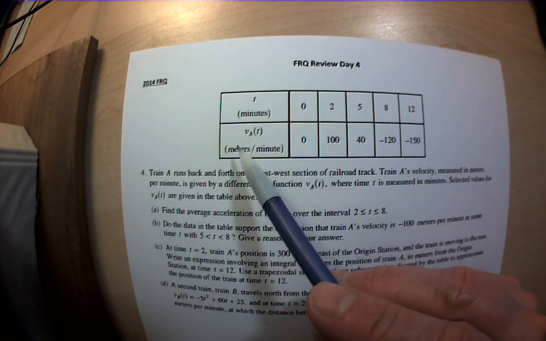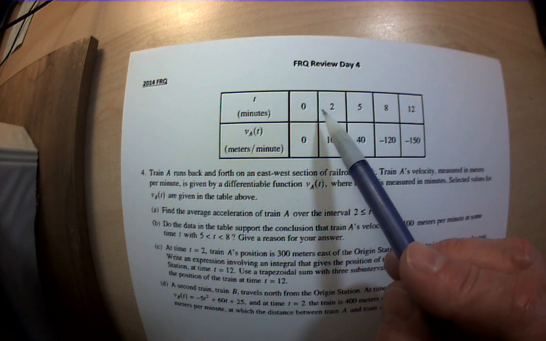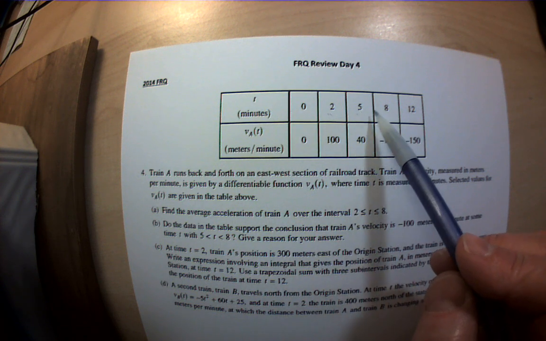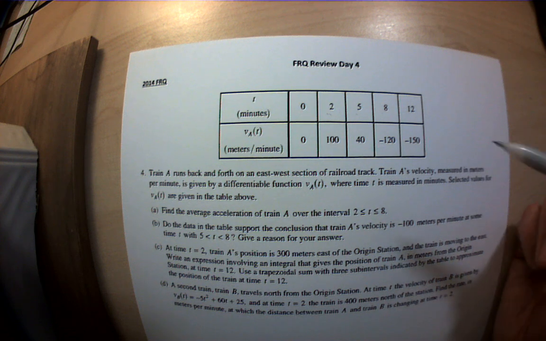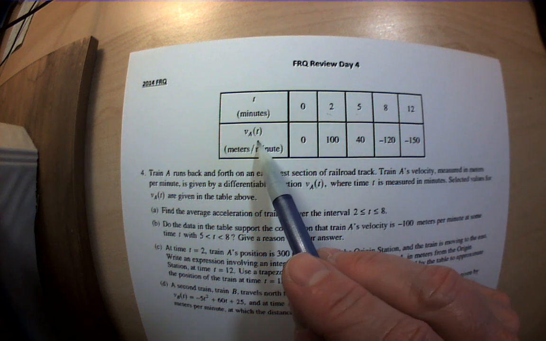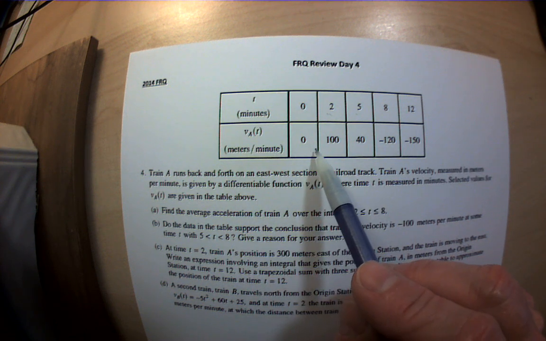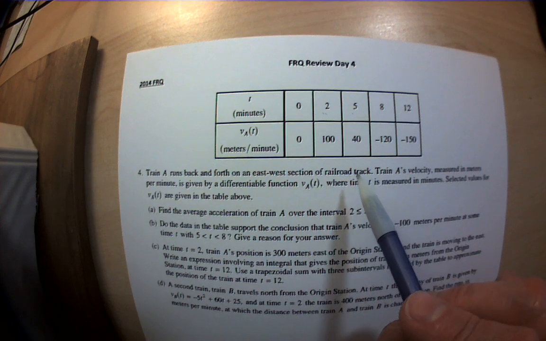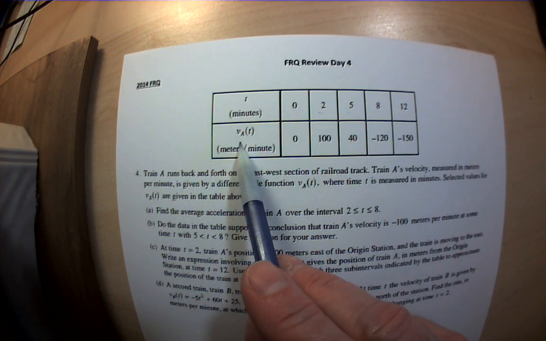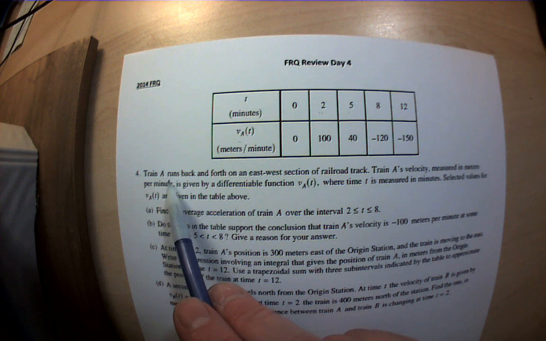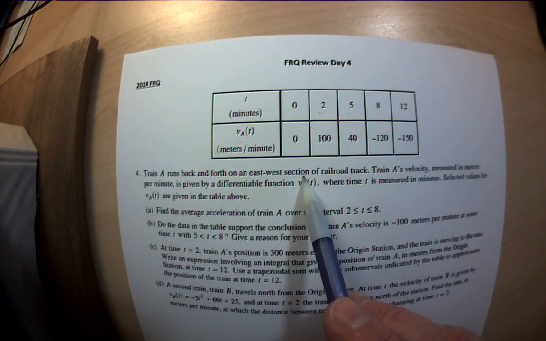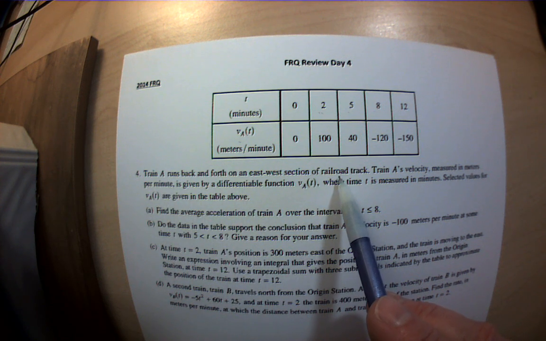So I see a table here. Time in minutes. There's 2 minutes there, 3 there, 3 there, 4 there. So it's irregular intervals. VA of t, meters per minute, so that's velocity. I see different velocity values. Okay, so train A, and there's A's up here, so this must refer to train A, runs back and forth on an east-west section of railroad track.